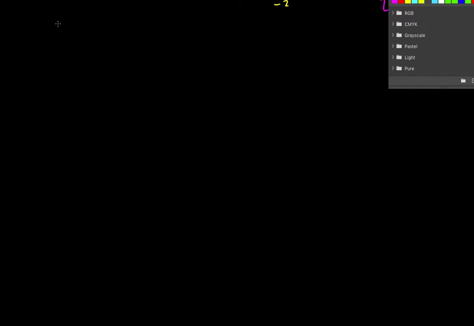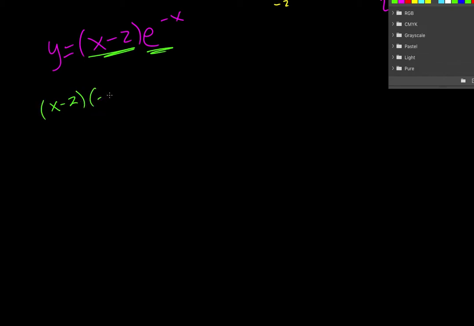So it says find the exact position and nature of the stationary point of this. Okay, so stationary point means we take the derivative, set it equal to 0. That's the first thing. So this is going to be a product rule. So we write down the first one, the derivative of the second one, plus the second one, times the derivative of the first one. Okay, set this equal to 0.